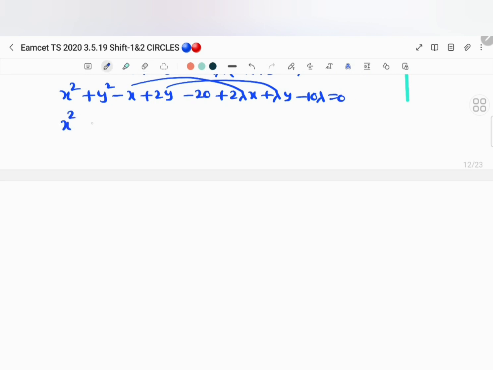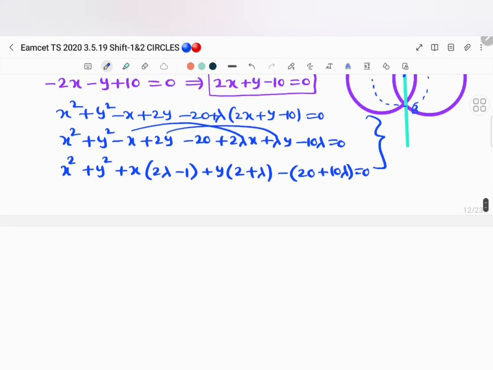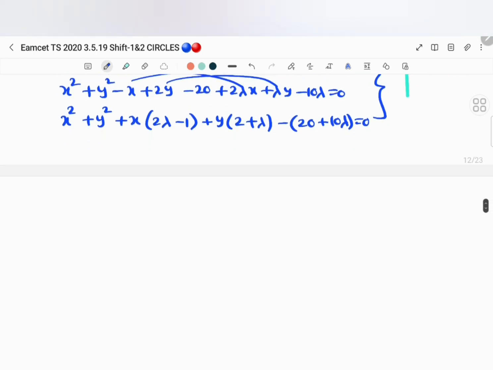Next, we write it as x square plus y square. If you take x out common, it is (2 lambda minus 1). Next, y terms: if you take y out common, it is (2 plus lambda). Then the constant is minus, taking common, (20 plus 10 lambda). So this is the required equation, S plus lambda L, equation number 1.